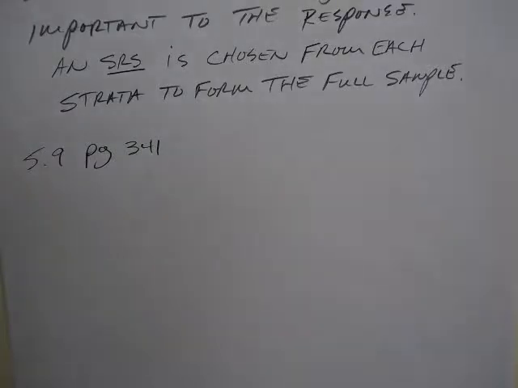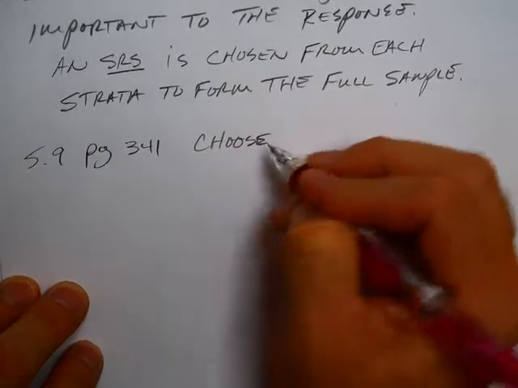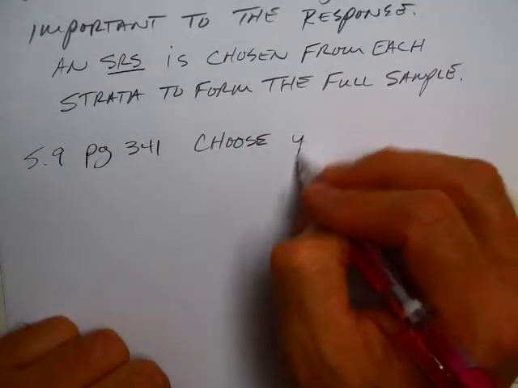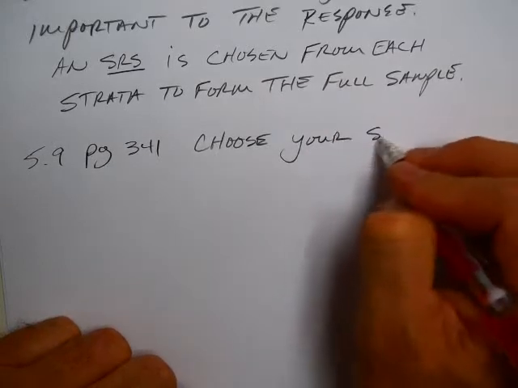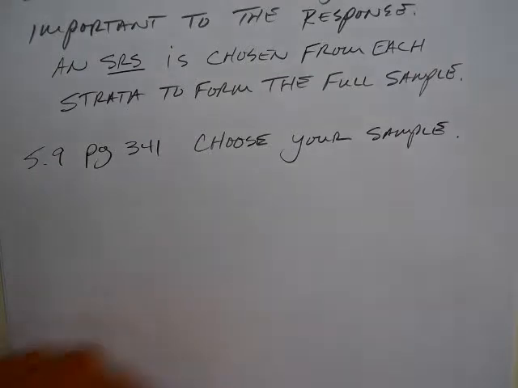So 5.9 says choose your sample. And if you put it in your notes, you don't have to do it on your paper, or vice versa. I don't care where you put it. And here's what the problem says.